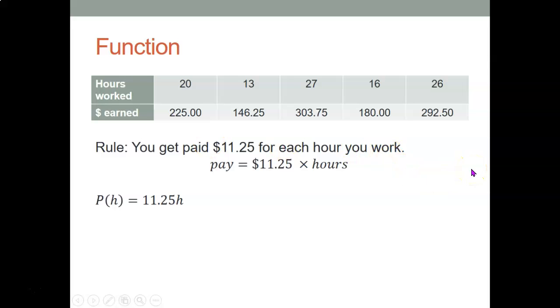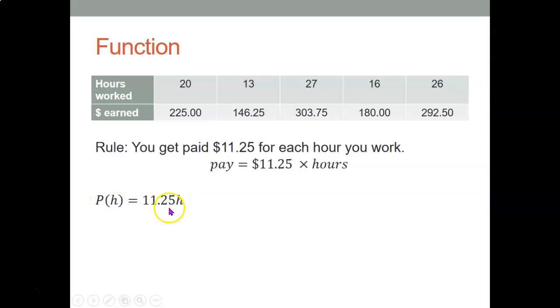So another way of specifying a function is by giving the rule that tells you how the second coordinate depends on the first coordinate. Here the rule is you get paid $11.25 for each hour you work, or your pay is $11.25 times the number of hours. Another way to write that is with an equation or a formula. P of h equals 11.25 times h. Notice how I pronounced that. I said P of h. P stands for pay, h stands for hours, and P is a function of h. So this equation here tells exactly how P is a function of h.